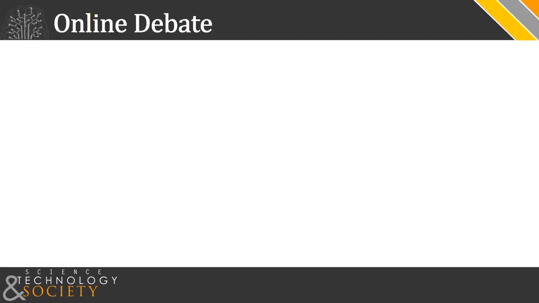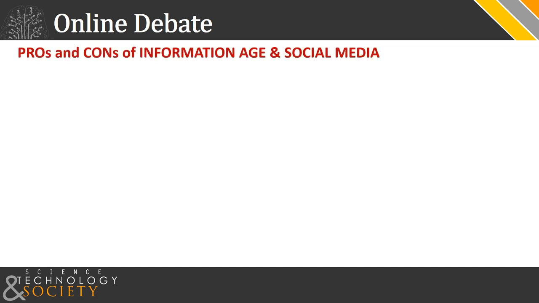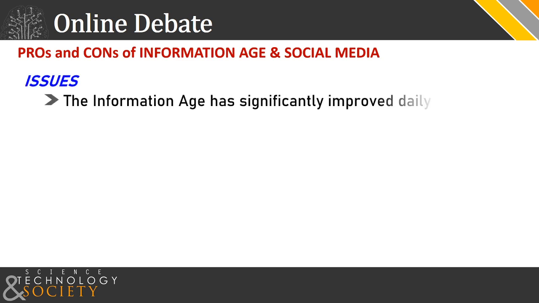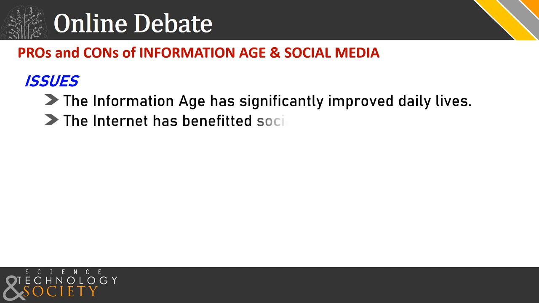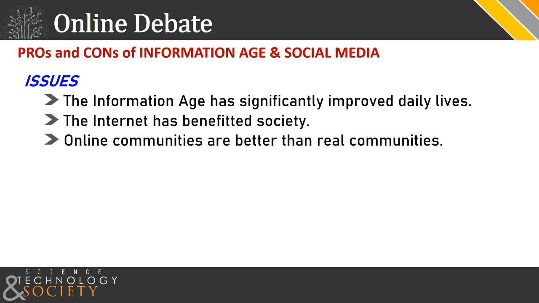Now it's time for you to share your thoughts regarding the issues surrounding social media in the information age. You have already been grouped by your facilitator and assigned the role of pro and con for every issue. There will be 3 issues as follows. First, the information age has significantly improved daily lives. Next, the internet has benefited society. And lastly, online communities are better than real communities.